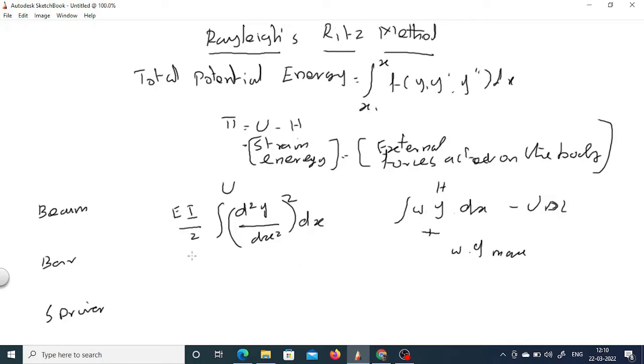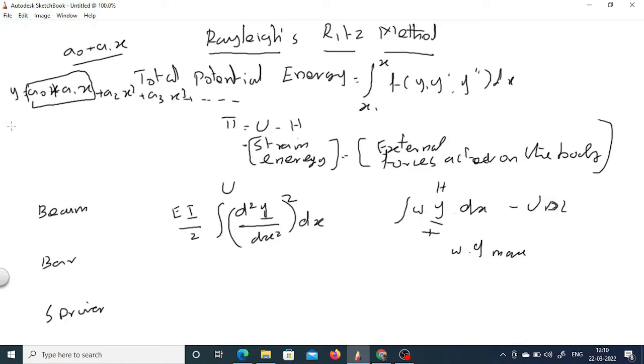After that, what is y? Y can be determined with polynomials, which means y is equal to a naught plus a1 into x plus a2 into x square plus a3 into x cube and so on. But for our problem solving, we can utilize these two terms only, which means a naught plus a1 into x. We may utilize this only for solving the problem.